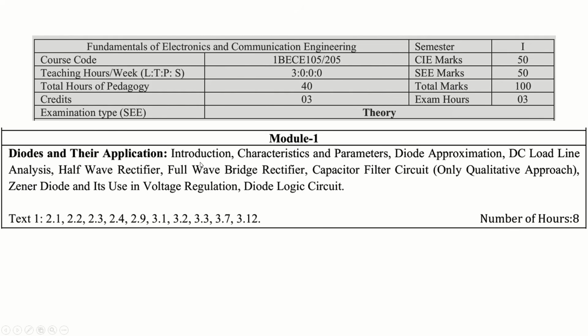Here we start with introduction, characteristics and parameters of diode, diode approximation, DC load line, and half wave rectifier, full wave rectifier, capacitor filter, only qualitative approach here, and Zener diode and its usage in voltage regulation, then diode logic circuit. These are the content we have. Let's get in and understand each and every concept of this module.